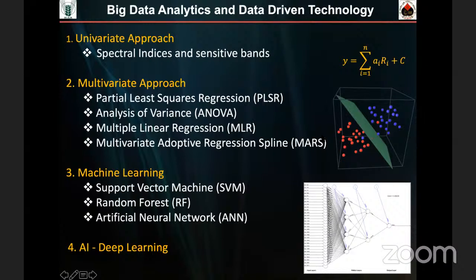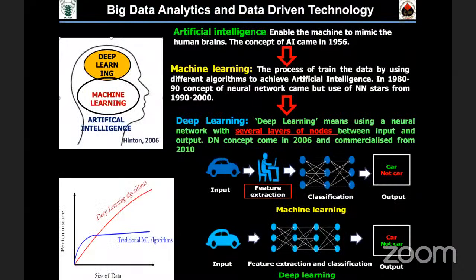Then after multivariate statistical models, we started using machine learning, that is support vector machine, random forest, ANN. When I was in my PhD, ANN was the first, which I showed in my statistical institute, with application in image classification. Then next came deep learning. Being in computer science, you understand the basic differences between deep learning, machine learning, and artificial intelligence. And when you go for deep learning, you see the size of the data required and the kind of performance that is achieved.